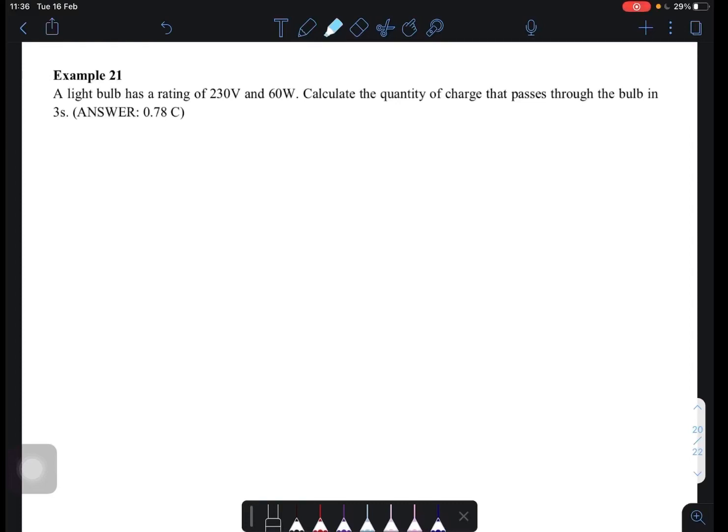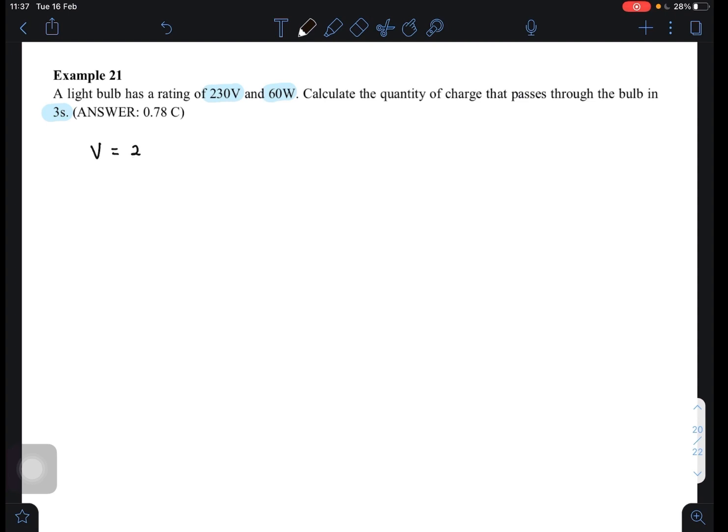Now let's look at example 21. A light bulb has a rating of 230 volt and 60 watt. Calculate the quantity of charge that passes through the bulb in 3 seconds. Okay, so we are given here this bulb has a voltage of 230 volt and then power is 60 watt. And then we want to find what is the quantity of charge, the Q, in 3 seconds.